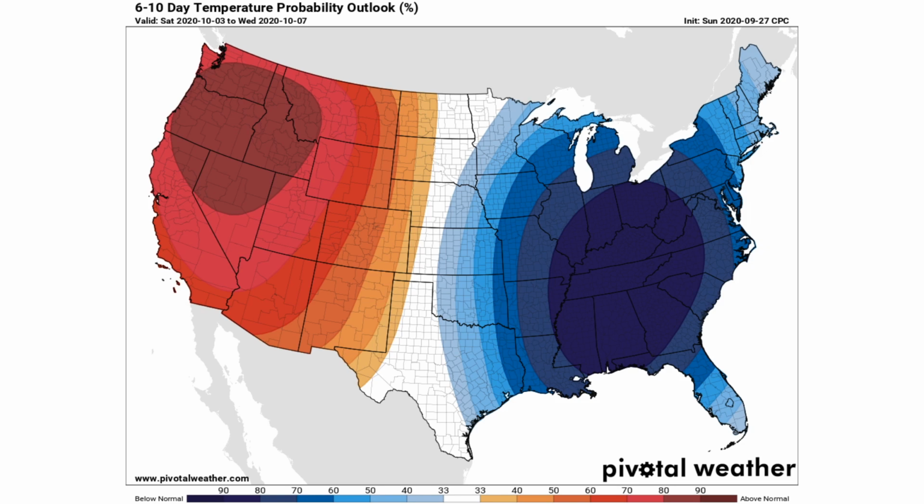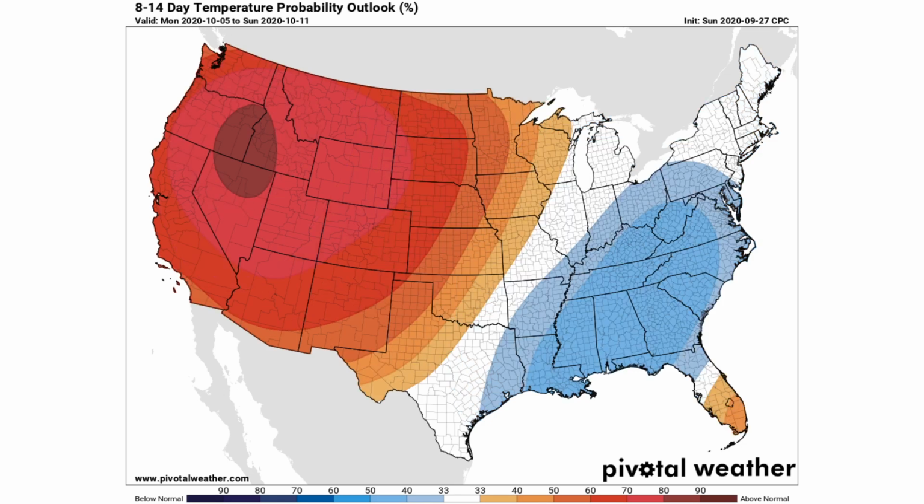So let's look at the 6 to 10 day temperature outlook from the Climate Prediction Center. We're looking at cold temperatures for the east, warm for the west, and that same pattern translates into the 8 to 14 day outlook from October 5th to October 11th.